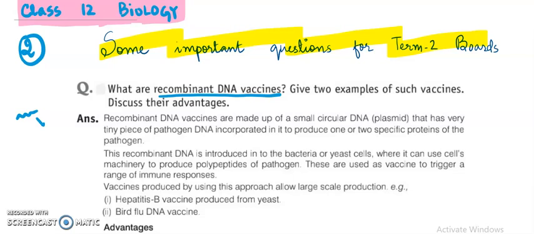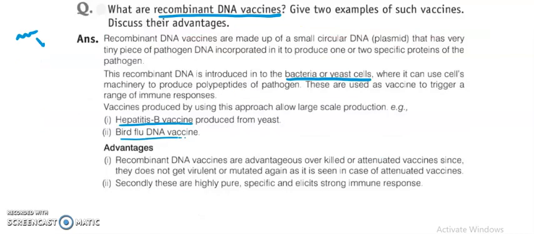They are asking us to give two examples, and examples are hepatitis B vaccine and bird flu DNA vaccine. Remember, we can use bacteria and yeast for the expression in the case of vaccines. The second part of the question was asking the advantages here, because it was written discuss their advantages. So see here, the important thing which is common to every vaccine is that we give the antigen in the killed or slightly active form, which is known as attenuated, and it evokes the immune system.